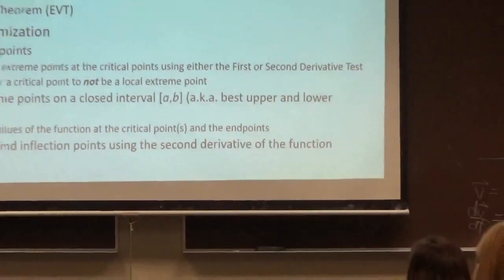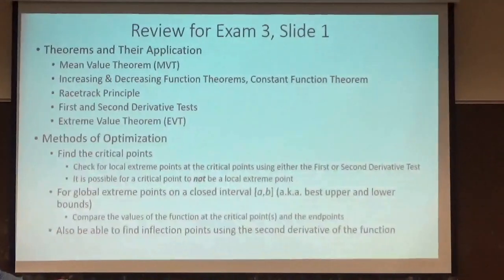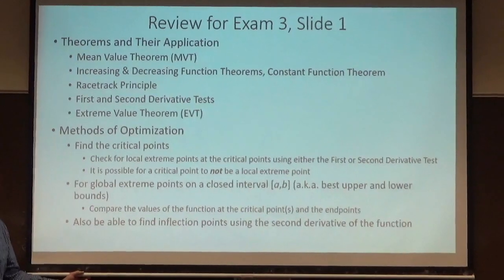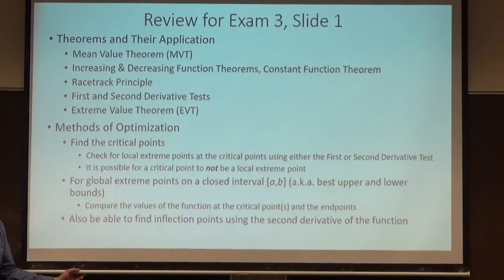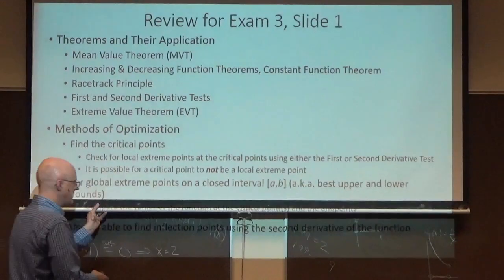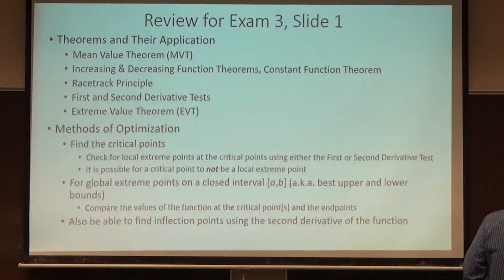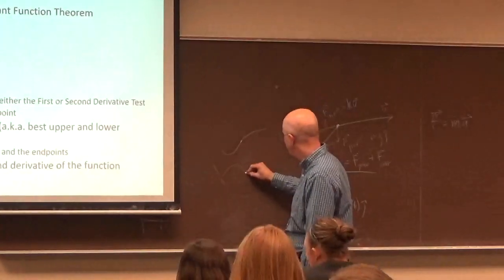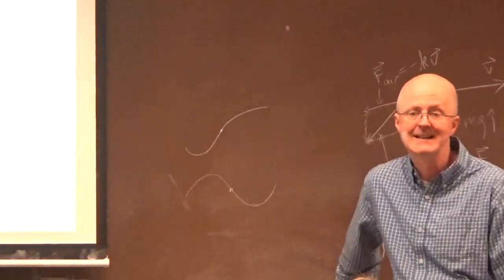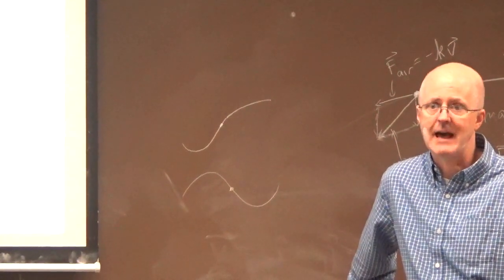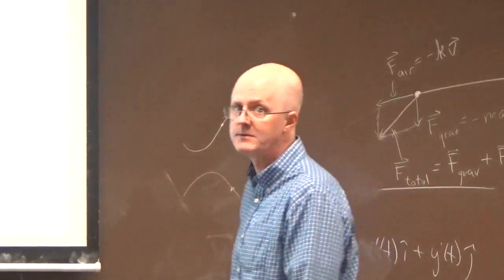Also be able to find inflection points using the second derivative. What do you do? You find the second derivative, you set it equal to 0 and solve for x. Technically speaking, the second derivative needs to change sign at an inflection point. The graph has to go from concave up to concave down, or concave down to concave up. That means the second derivative changes sign. But I'm not going to make a big deal out of that as far as solving problems. Solving problems, it will change sign.